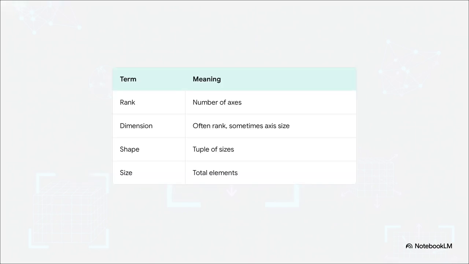Okay, we need to clear up a massive beginner confusion right now, because people mix these 4 terms up all the time. Look closely at the distinctions here. Rank is strictly the number of axes a tensor has. Dimension is kind of tricky. Sometimes people use it to mean rank, but sometimes they use it to mean the actual size of one specific axis. Shape is a tuple. It tells you exactly how big the tensor is along every single axis. And size is simply the total number of individual data elements inside the whole tensor, which you get by just multiplying all the shape values together.